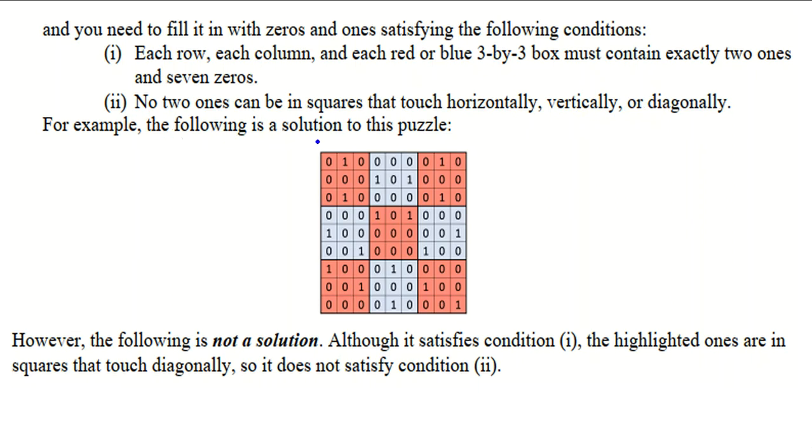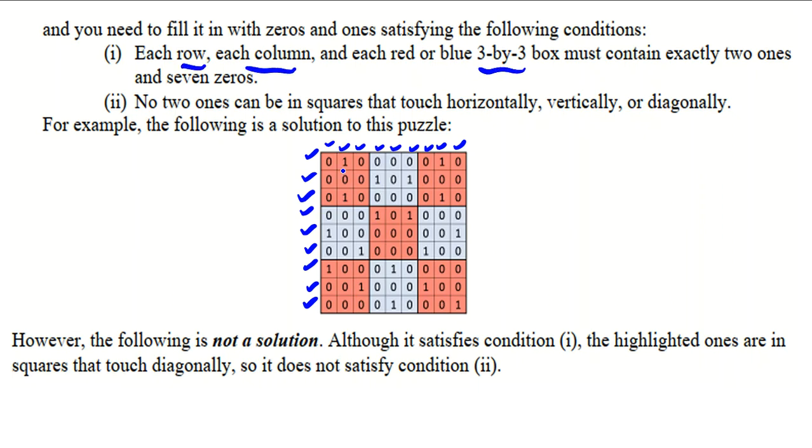For example, the following is a solution to this puzzle. As you can see, in this column we have 2 ones, and in each of these columns 2 ones, so all the columns are okay. If you check the rows, the first row has 2 ones, and these ones don't touch, okay. If you consider each 3 by 3, the first one has exactly 2 ones, okay. It says each 3 by 3, each row, each column.